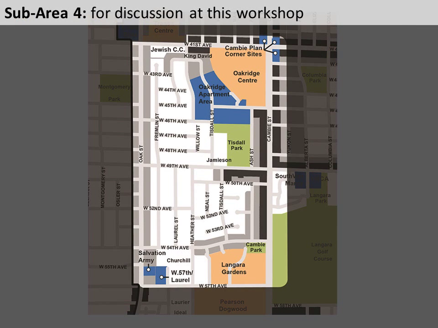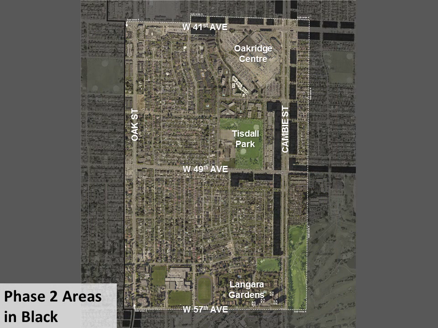This slide shows the specific portion of the corridor under discussion at this workshop. It generally stretches from West 41st Avenue to West 57th Avenue and from Oak Street to just east of Cambie Street. The next few slides show more detail about the neighborhood under discussion at this workshop. The blocks shown in black are the Phase 2 areas with approved policy. This is where the corridor is seeing construction of new mid-rise apartment buildings based on the approved Cambie Corridor Plan.